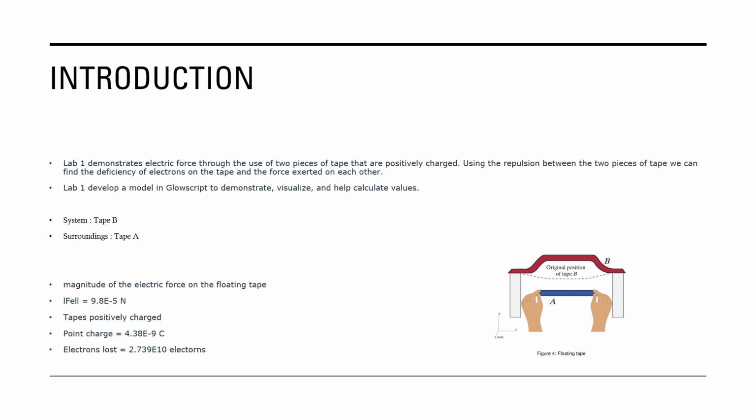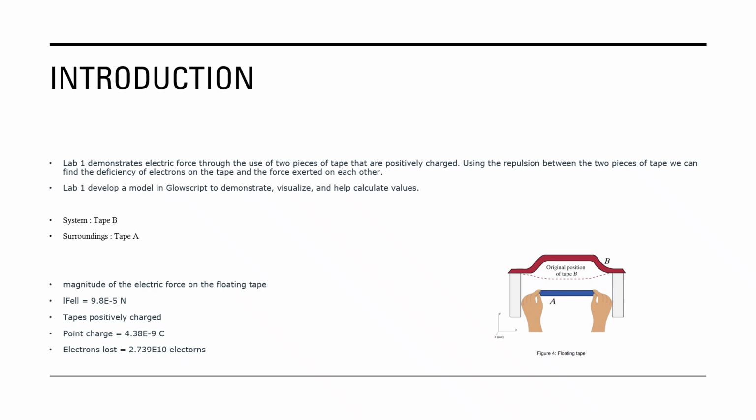In this lab, we charge two tapes by placing them on another tape and pulling them off. The physical interaction of pulling it off lost electrons from the top tape to the bottom tape. We did that twice in order to make two positively charged tapes. Then we strung tape B across two books and brought tape A to it until it hovered, and we measured that distance. In this, our system was tape B and our surroundings was tape A.